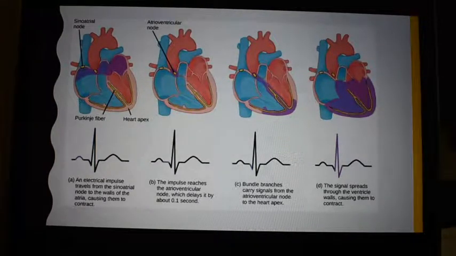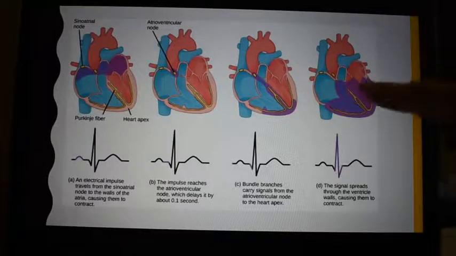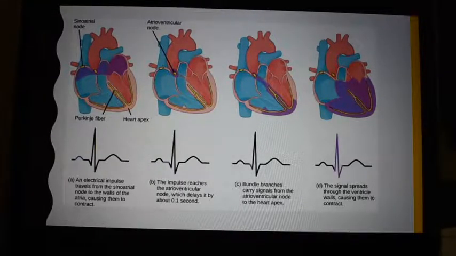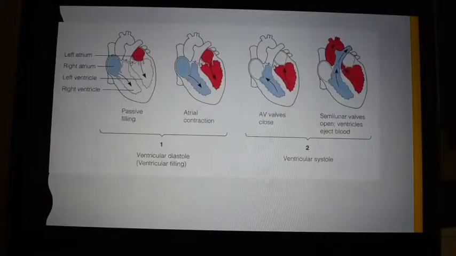The bundle branches carry the signals from the atrioventricular node to the apex, and then the signal spreads throughout the ventricle walls, causing them to contract, which is right over here. So this is where the purple is where it is contracting.